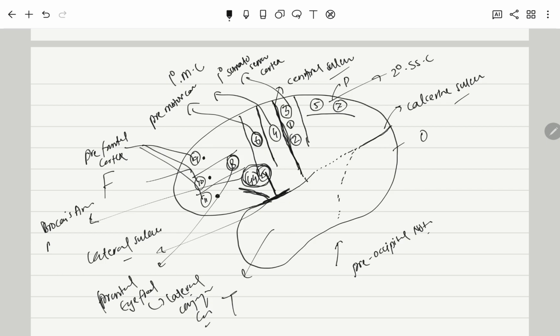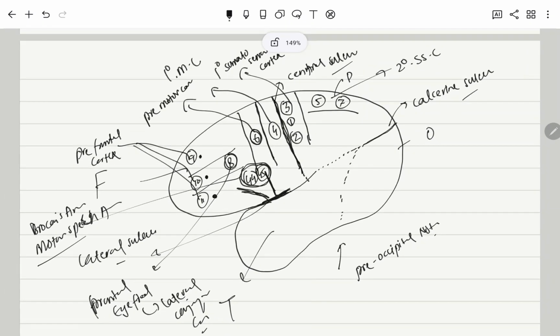So this is also known as the motor speech area, also known as the expressive area, right? All right, so that's about the frontal lobe. In the frontal lobe we will have the prefrontal cortex, premotor area, frontal eye field, and the Broca's area. So we have these areas in the frontal lobe. So that's about the frontal lobe.